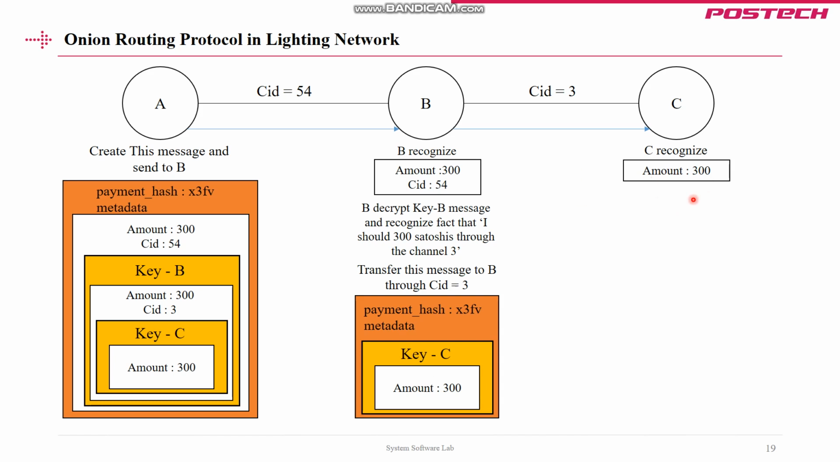So in this schema, A doesn't know who is paid, and B doesn't know who is the payer and payee, because he cannot recognize the message sender as the payer, and also he cannot recognize the message receiver as the payee.